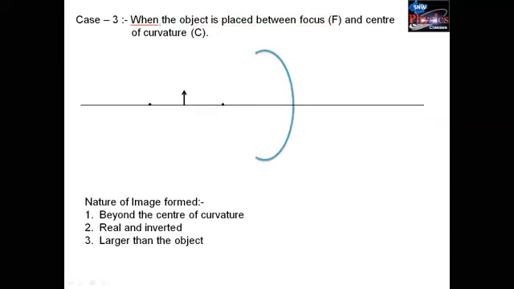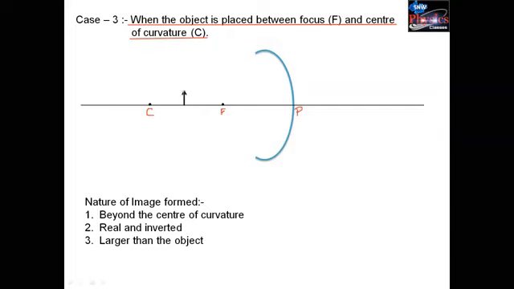Okay. Now we have the third case for image formation in concave mirror, when the object is placed in between focus and center of curvature. Object कहाँ पे है यहाँ पे? Focus और center of curvature के बीच में. Let me write here C, F and P. Okay.